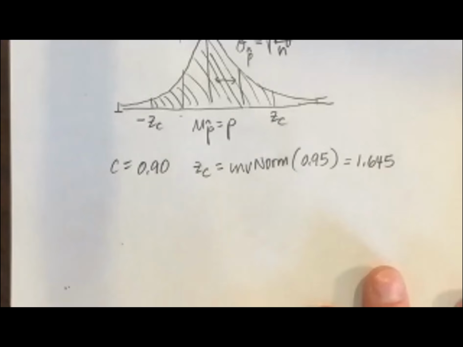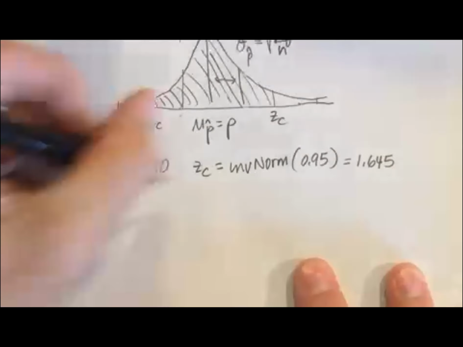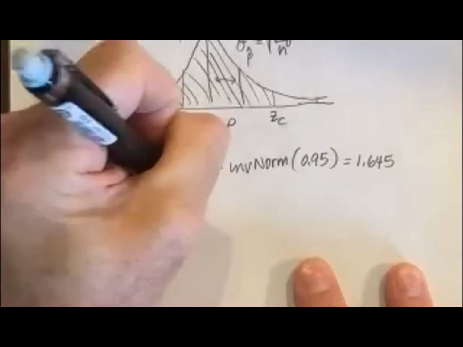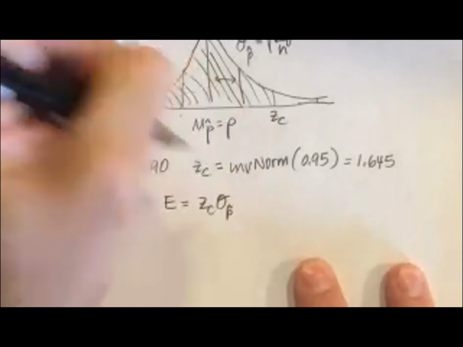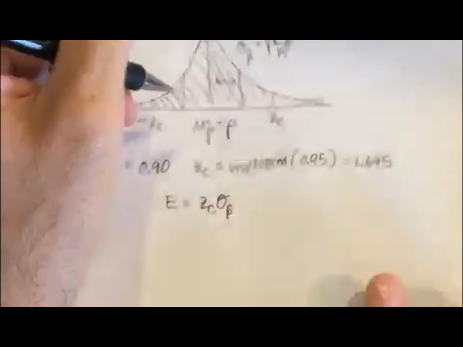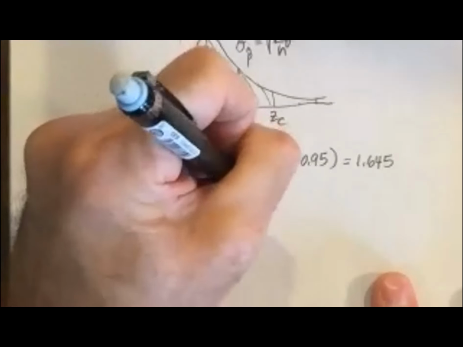And you can find this in the back of the book or using Desmos the same way as we did in section 6.1. Given that we've got a particular critical value, then we're going to calculate our margin of error to be the critical value times the standard deviation of the distribution of the sample proportions, which turns out to be z sub c times the square root of PQ over N.